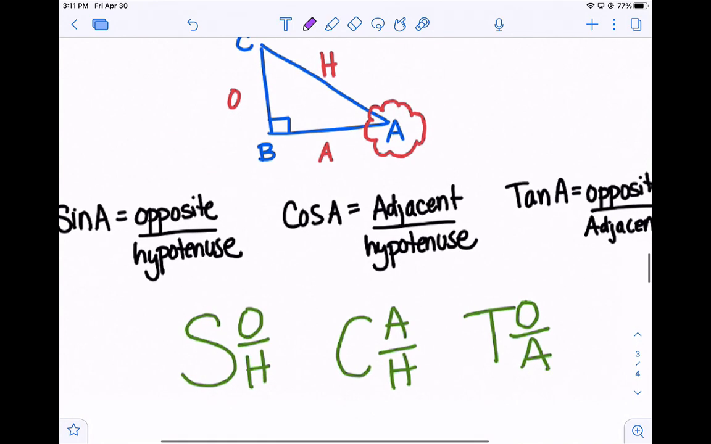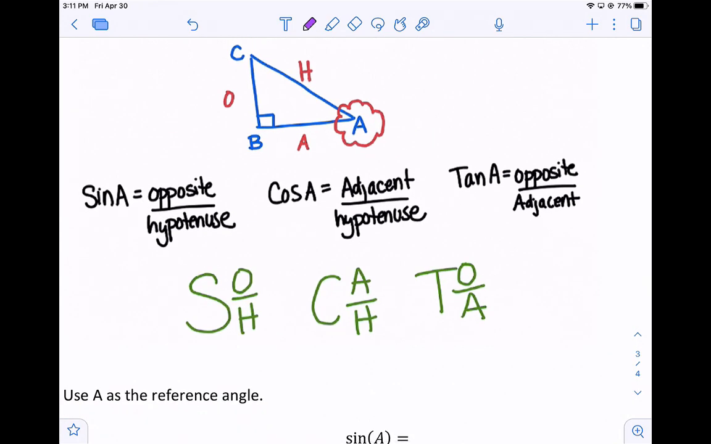And then we're going to practice setting up our ratios, which if it's sine of A, it's opposite over hypotenuse, the cosine of A is adjacent over hypotenuse, and the tangent of A is opposite over adjacent. And to help us remember how to set it up, there's this acronym SOHCAHTOA. And so that's what we're going to be using to solve.